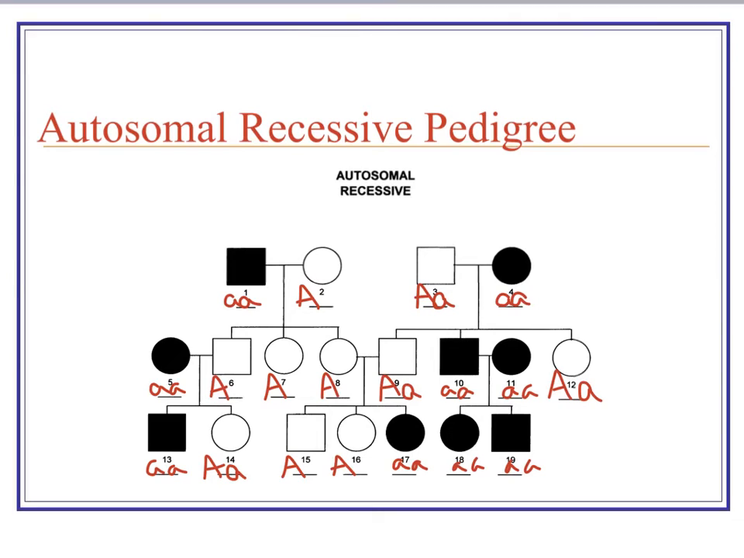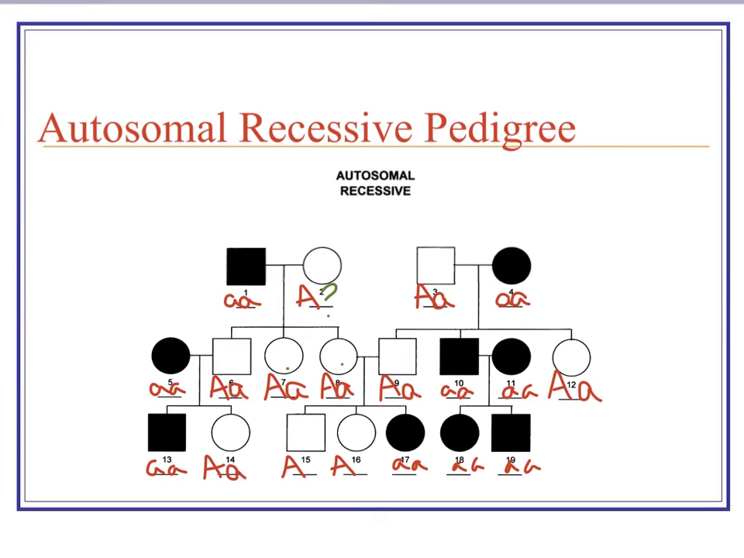And after that, we can't really figure out too much. There's a good indication that individual 2, because none of their children are affected, might be homozygous dominant, but we aren't positive. We can say, actually, that individuals 6, 7, and 8, 1 and 2's children, all must be heterozygous because their father is affected.